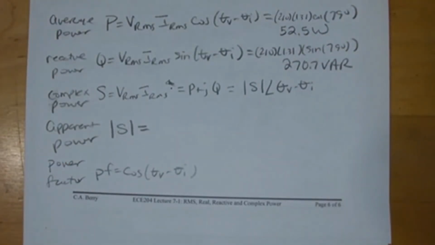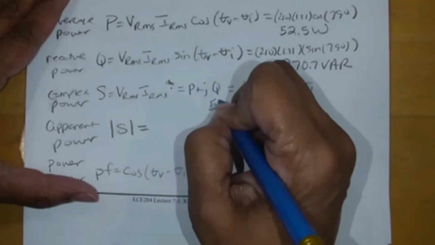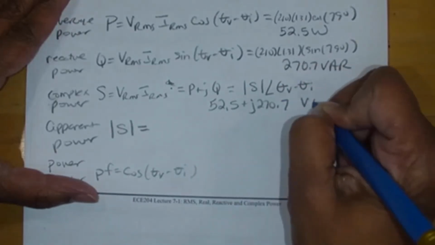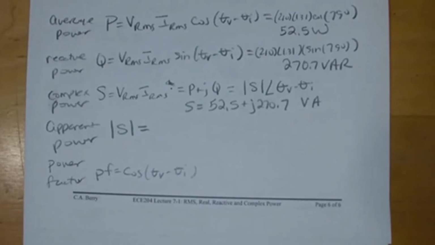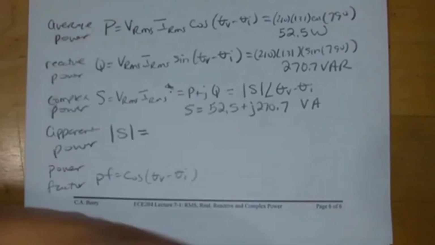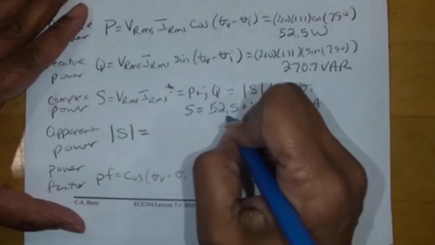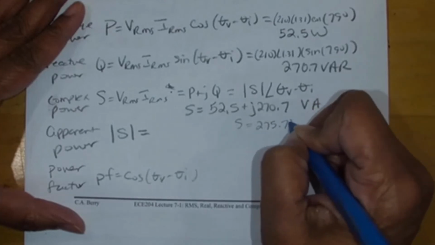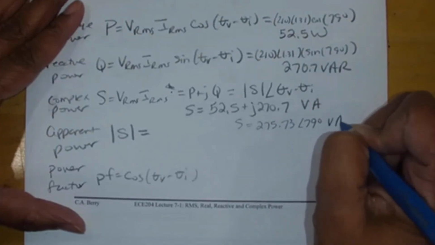Then the complex power, I can just use what I have and write 52.5 plus j 270.7, and the units are volt amperes. Then if I convert it to polar form, I get the apparent power. In polar form, S is equal to 275.73 with an angle of 79 degrees volt amperes.